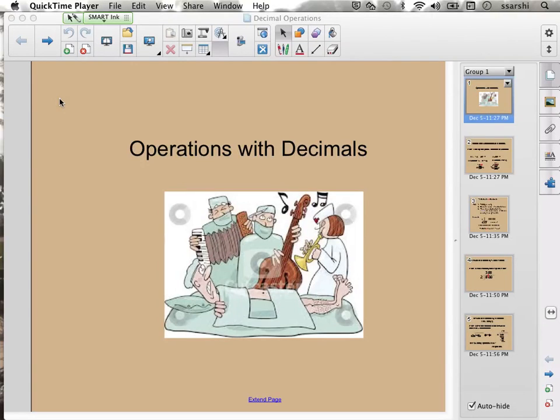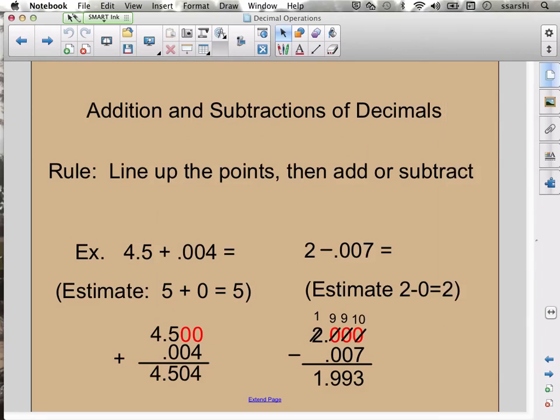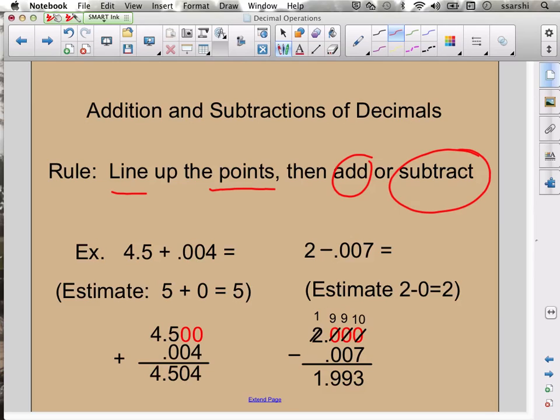This is a review lesson on operations with decimals. So the first rule is talking about addition and subtraction of decimals. The rule is to line up the points and then either add or subtract.